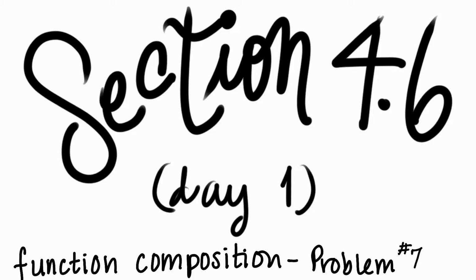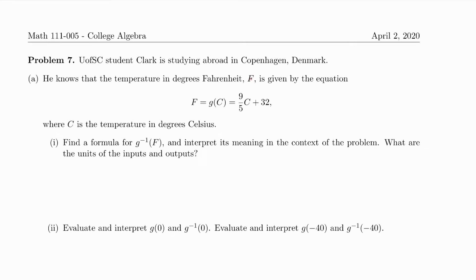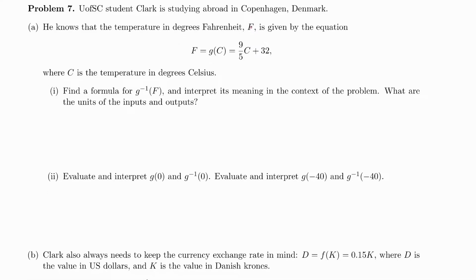The last problem that we'll have a video for in this section is problem 7. So let's get started on that. A U of SC student named Clark is studying abroad in Denmark. He knows that the temperature in degrees Fahrenheit, F, is given by the equation 9/5 times C plus 32, where C is the temperature in degrees Celsius.